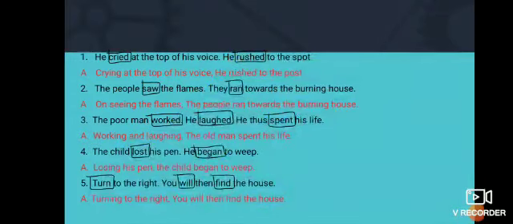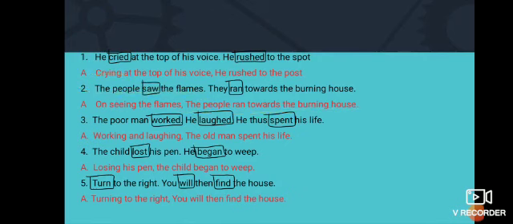Now there are a few examples over here. "He cried at the top of his voice, he rushed to the spot." So "cried" and "rushed", two finite verbs. Change "cry" into "crying". "He" and "he" again the same, so it is "crying at the top of his voice, he rushed to the spot." "The people saw the flames, they ran towards the burning house." Now "the people" and "they" are the same. So it is "saw" and "ran". Now it will change this one. So "saw", bring it to the root verb, that is "see", and then put "ing". So it becomes "on seeing the flames, the people". Because if I say "they", "they" can mean whatsoever. In that case, I have to use "the people" over here. So it becomes "the people ran towards the burning house."